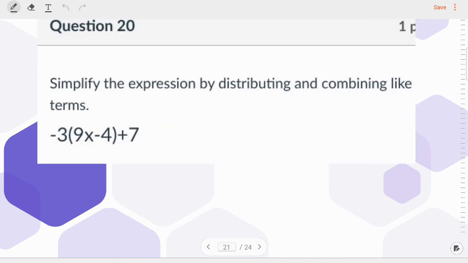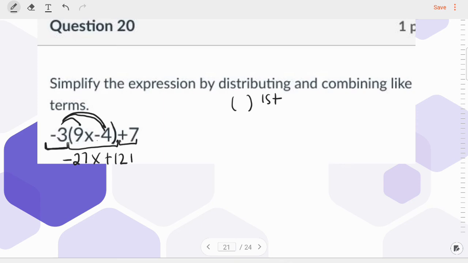Simplify the expression by distributing and combining like terms. Remember, we always do parentheses first, and I do have those. So I'm going to work on that. Here's my parentheses, and what's in front of it, all the way to the symbol. I'm going to distribute a negative 3. Distributing negative 3 gives me negative 27x. Negative 3 and negative 4 give me a positive 12. That's the end of my parentheses, so stop distributing.